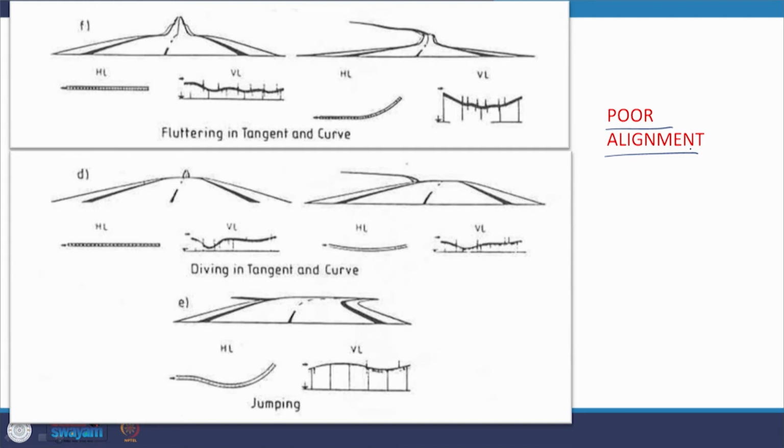Say if we talk about the first one, what you find is that the horizontal alignment is quite straight, but the vertical alignment has a lot of curves. So, fluttering of vertical curves is there, and because of that we are getting this type of view frame. So, this is what is actually happening in terms of the optical guidance which you are getting.